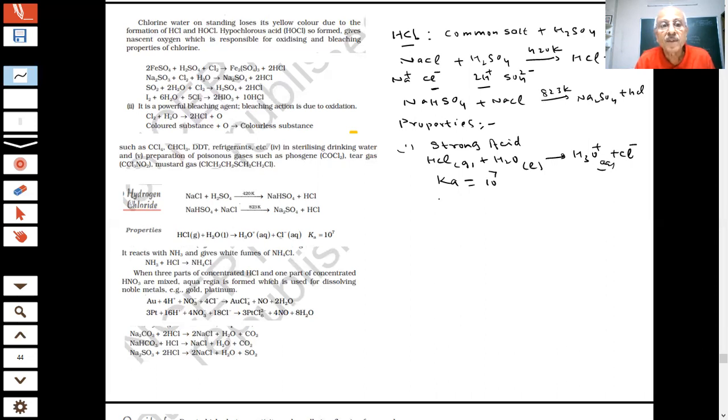And we have seen HCl reacting with ammonia gas. How do you test HCl in the lab? There is an evolution of HCl. You bring a glass rod dipped in ammonia solution, and we get white fumes of NH4Cl. What you will see is ammonium chloride, white fumes.